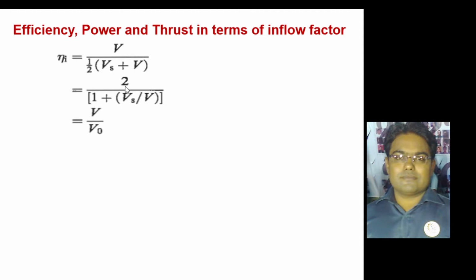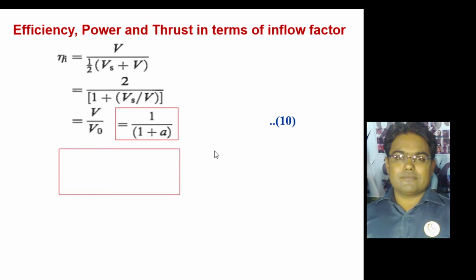So we have a simple modification done here. And so we can get velocity divided by the velocity by which flow is entering the disk. This can further be written as 1 divided by 1 plus A. So the ideal efficiency of the propeller is nothing but 1 divided by 1 plus A.